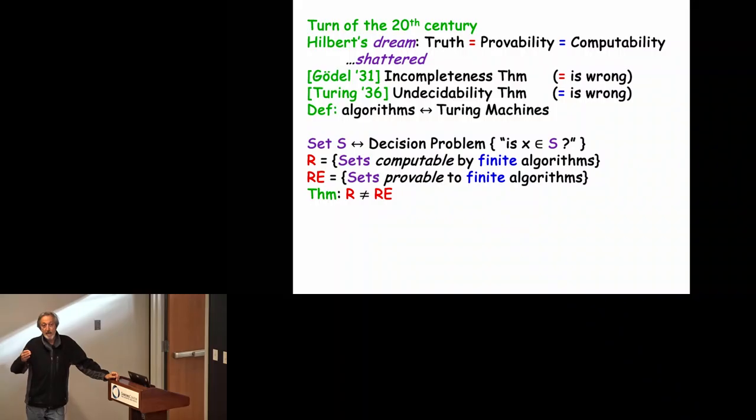So let me just, I'm sure many of you know what the problem separating these two classes is, right? The undecidability of the problem of whether a Turing machine halts or not.